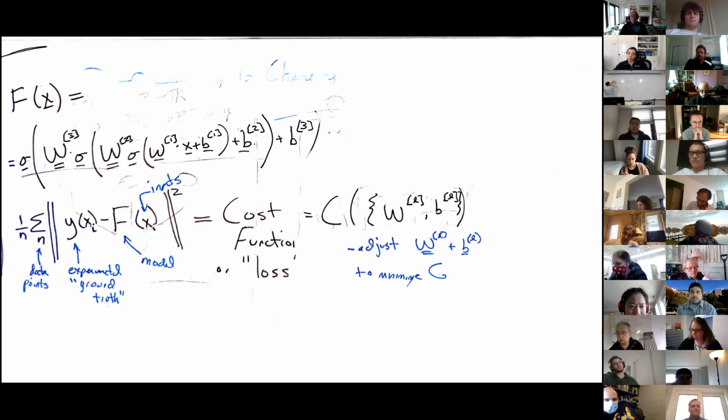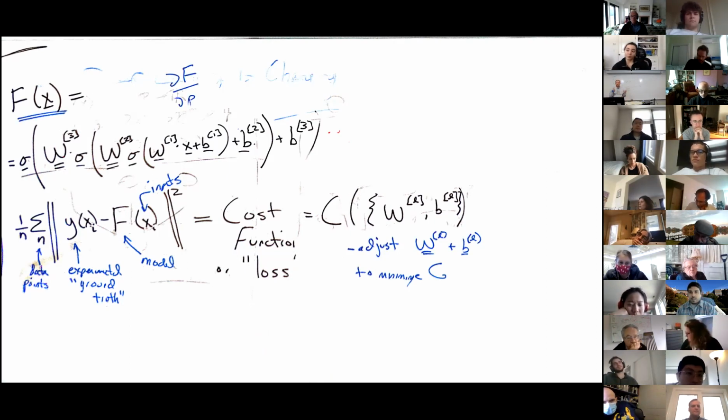So you can take this giant function f of x and you can actually calculate df d some parameter. As I change a parameter, how is the loss function going to change? And you can calculate that analytically. And in your code, you can do that. So you can find those gradients. You can use Newton's method and find a minimum.